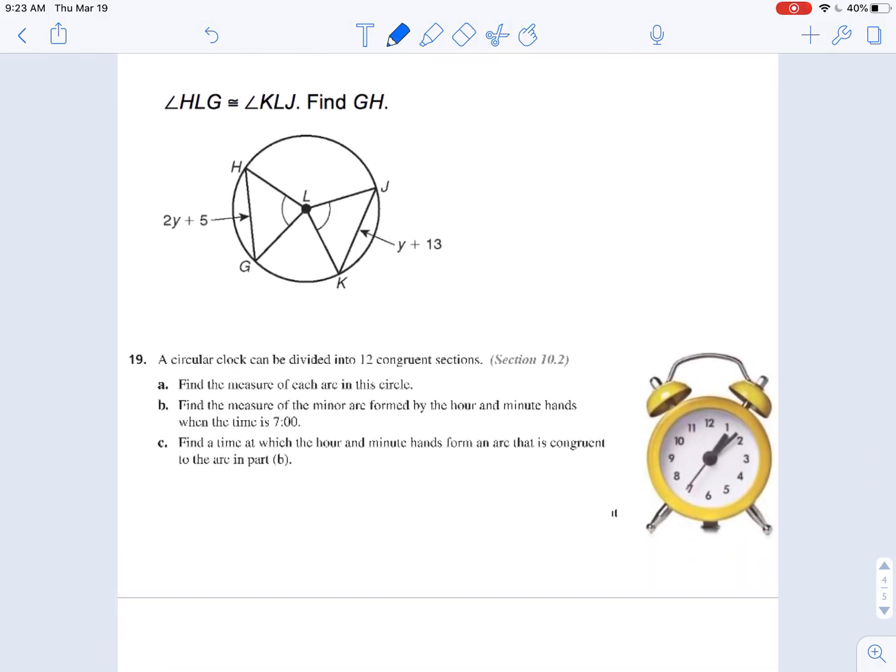All right, why don't you guys find Y and then find GH. 2y plus 5 equals y plus 13. Y equals 8.